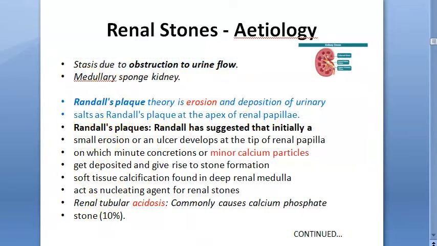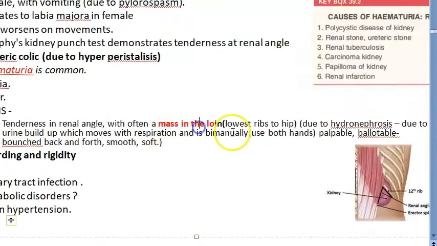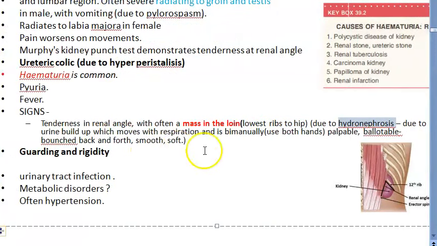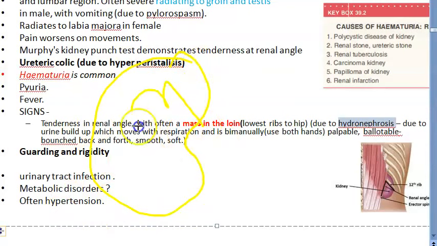Actually, I forgot to mention, guys, there can be a mass in the loin. Loin is what? From the lowest rib to the hip here, they'll have pain, right? There can be a mass here. This mass can be because of hydronephrosis, guys. That is the backflow of the urine, right? Because of this urine stasis, there can be a mass in the loin. This is because the kidney has swollen, because of all this urine backflow.